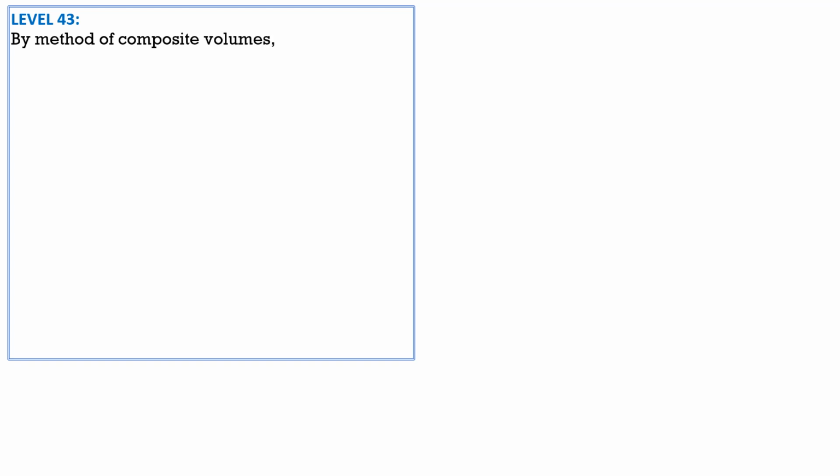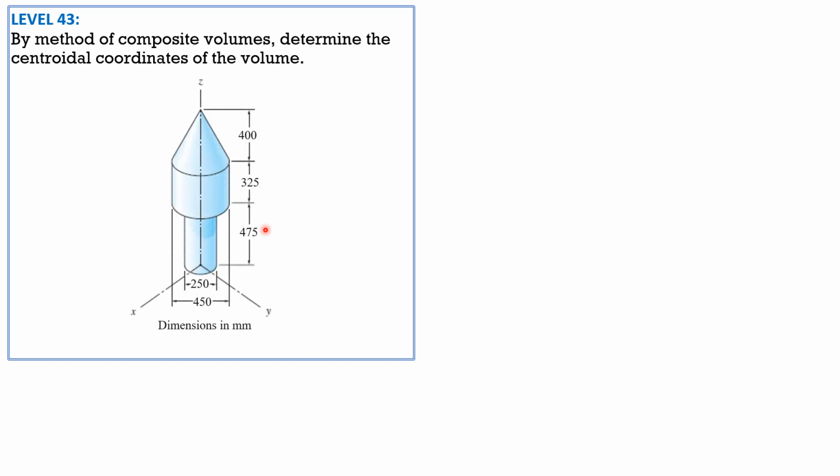By the method of composite volumes, determine the centroidal coordinates of the volume. By inspection, the composite volume is symmetric with respect to the x and y axes, and the centroid lies on the z axis. Definitely it is symmetric with respect to the z axis, rather. So therefore x bar, or x sub g, equals y sub g equals 0.